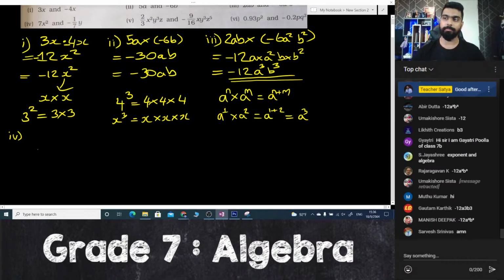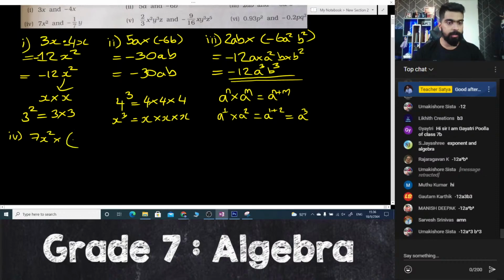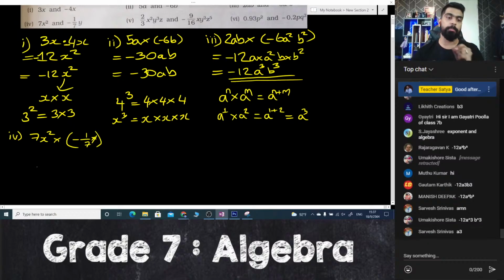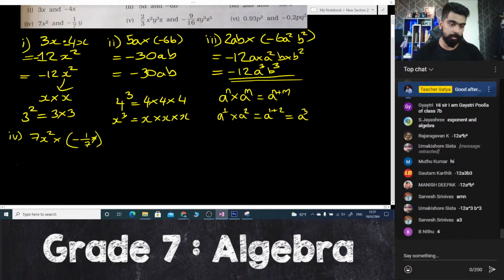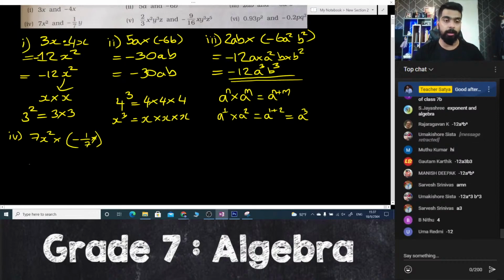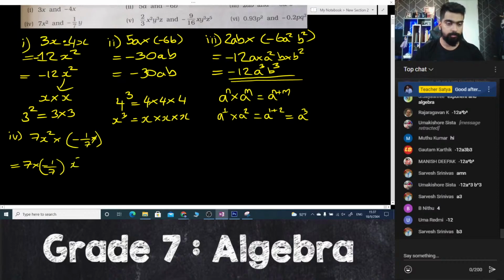Now the next one is pretty easy. So we have 7x squared multiplied with negative 1 over 7y. I hope you guys remember how to multiply fractions. Let me break it down for you. We are going to multiply the numbers first, so we have 7 multiplied with negative 1 over 7. And then here we have x squared multiplied with y.